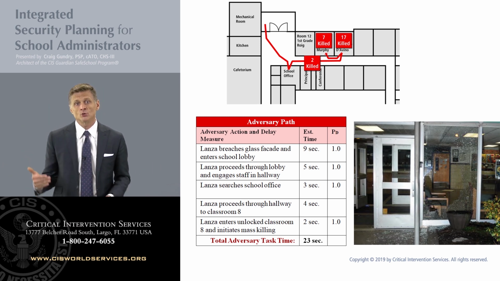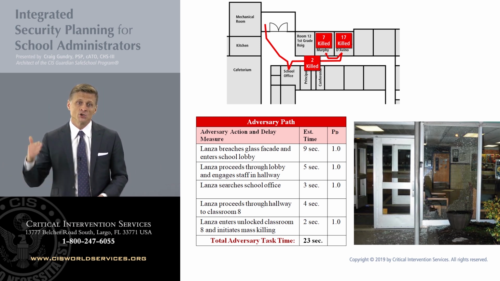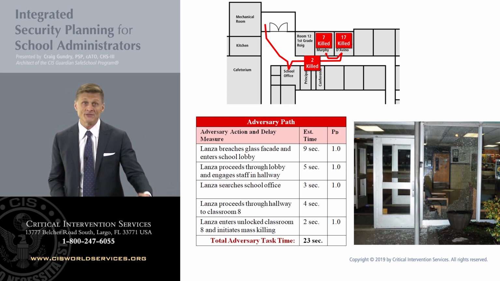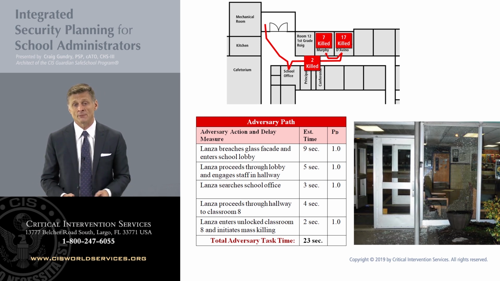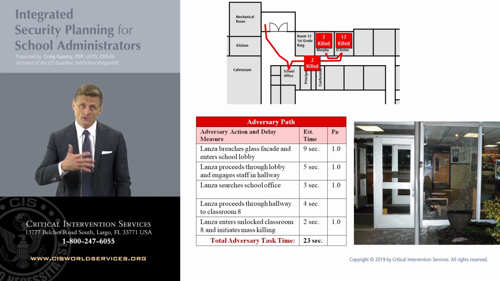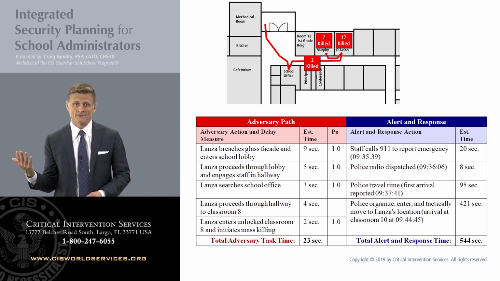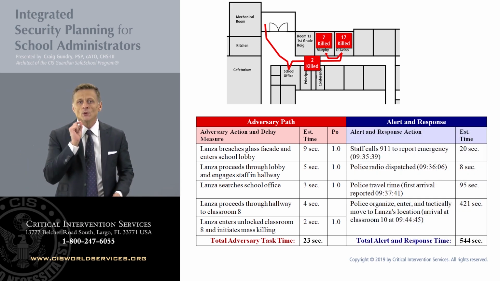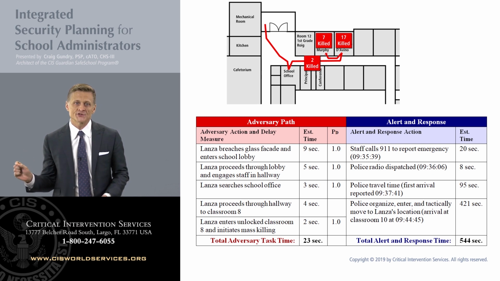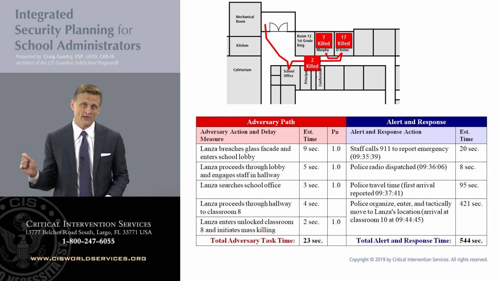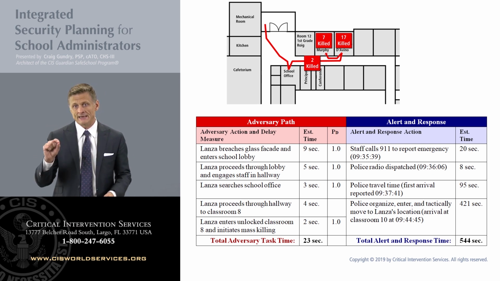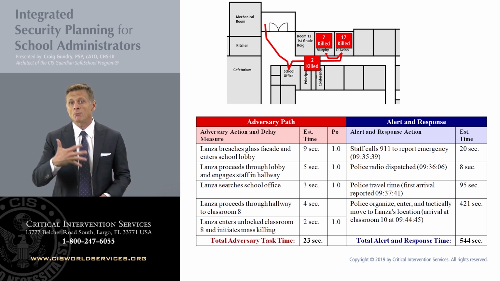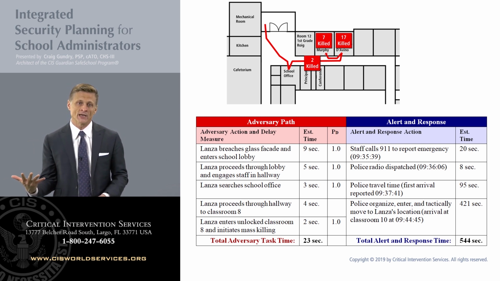Now, this brought the total cumulative adversary task time to 23 seconds from what would be the first point of detection, which is where he fired and broke the exterior window of the lobby. Now, modeling out the response activity. Staff called 911 and reported the emergency at 09:35:39, at least according to the report generated by the Connecticut State Attorney's Office. It took approximately 20 seconds in order to issue that report.